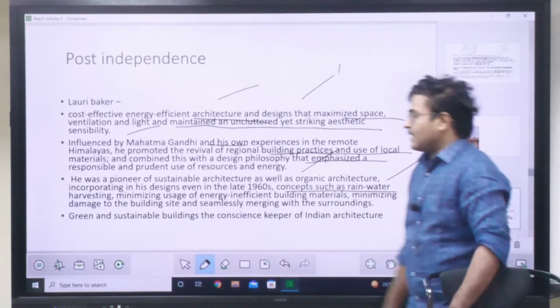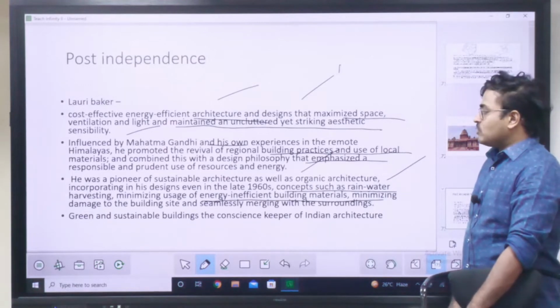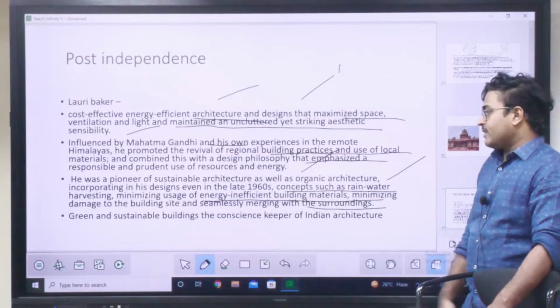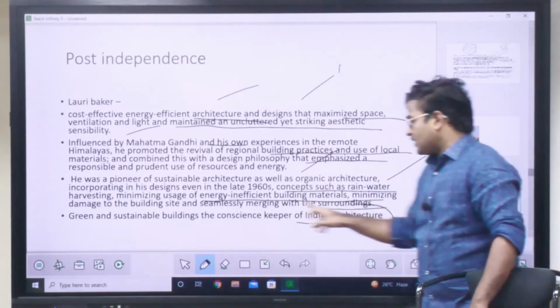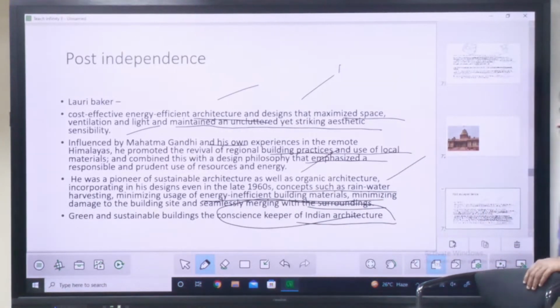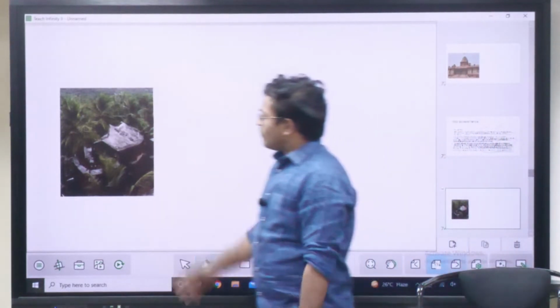I forgot about rainwater harvesting. Minimizing usage of energy, minimizing damage to the building site and seamlessly merging it with the surroundings. Green and sustainable buildings. His title is the conscience keeper of Indian architecture.